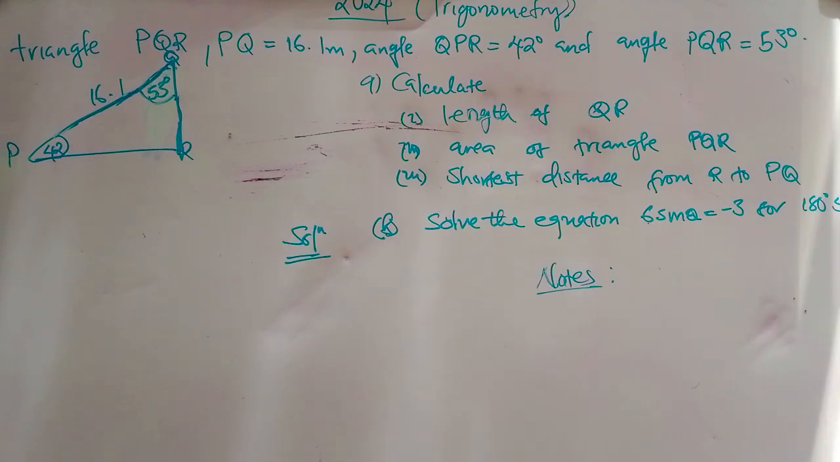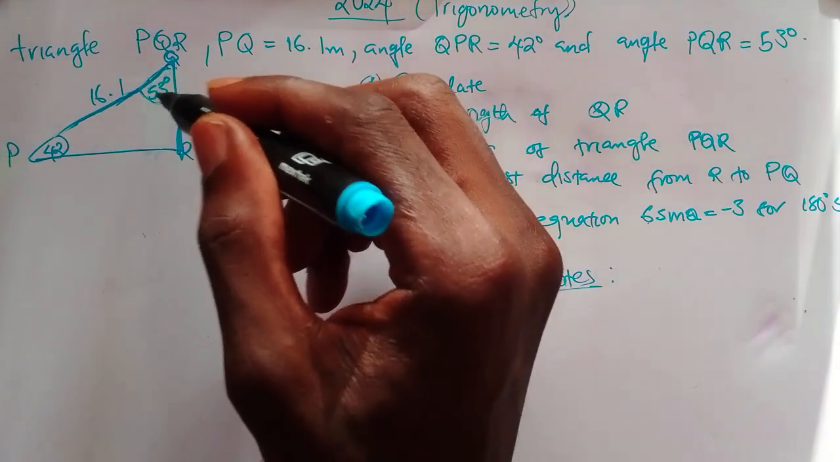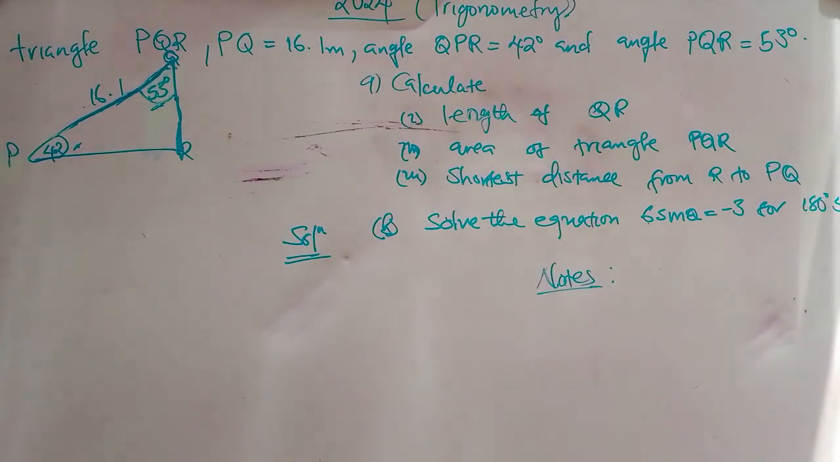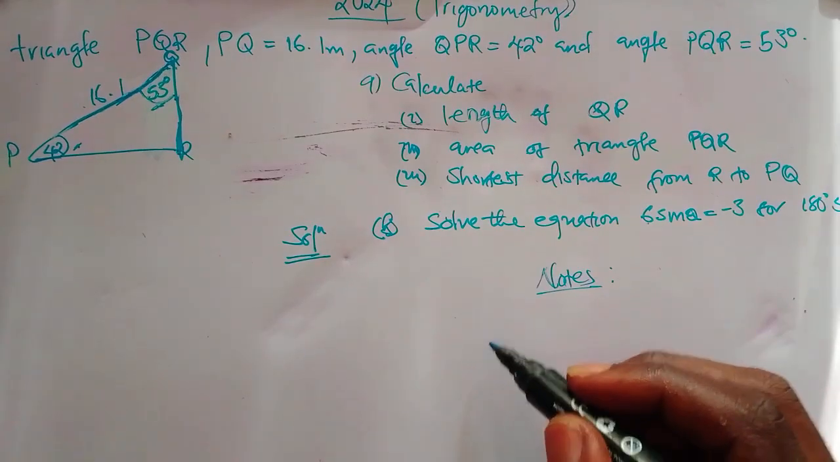So when is it necessary for you to use the sine rule? For you to use the sine rule, you have to make sure that your diagram has two angles and one side. So whenever you see two angles and one side, just know that the formula you are going to use is the what? The sine rule. So when do we use the sine rule?